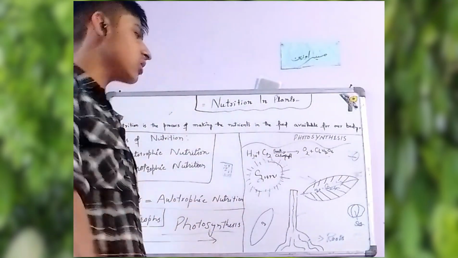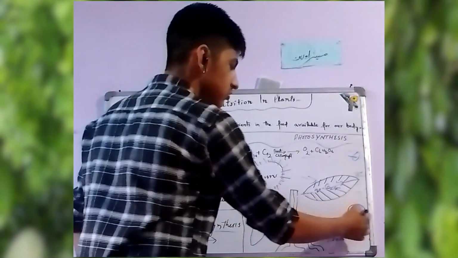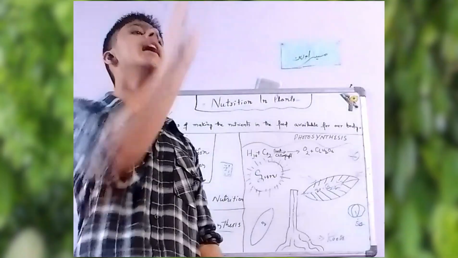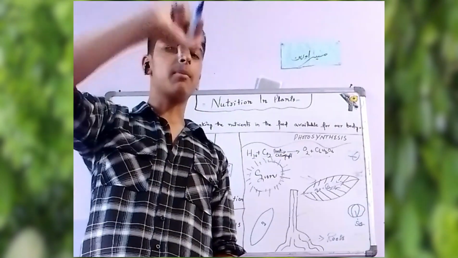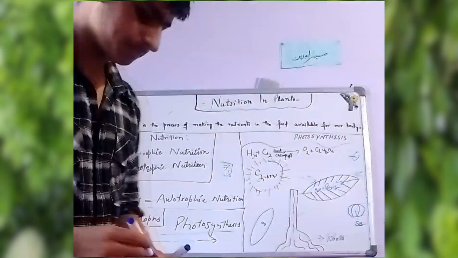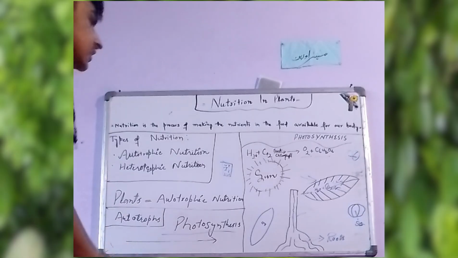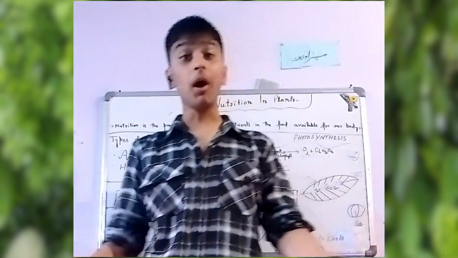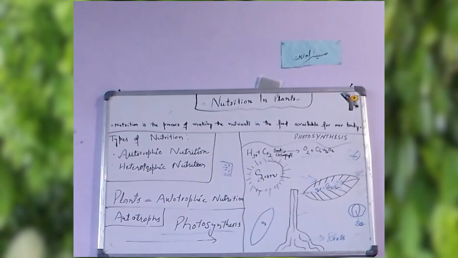How do they exhale the oxygen? Through these tiny pores called stomata. They open the stomata and put the oxygen into the atmosphere. Okay, so that was all about photosynthesis.